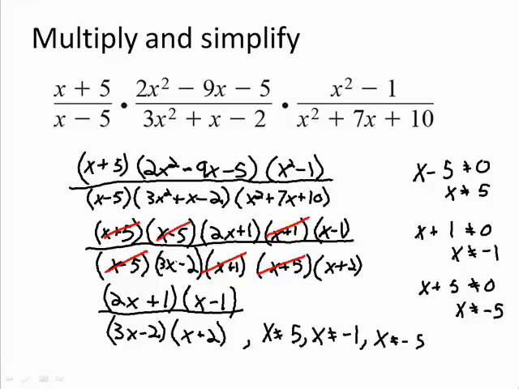So the simplified expression is the quantity 2x plus 1 times the quantity x minus 1 divided by the quantity 3x minus 2 times the quantity x plus 2, where x is not equal to 5, negative 1, or negative 5.